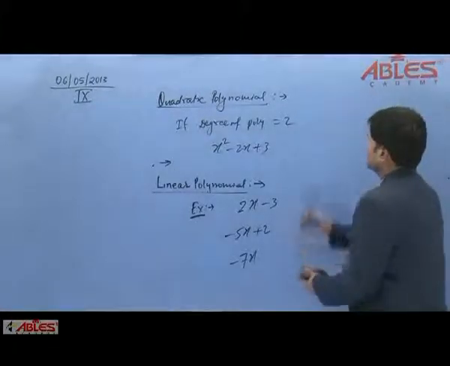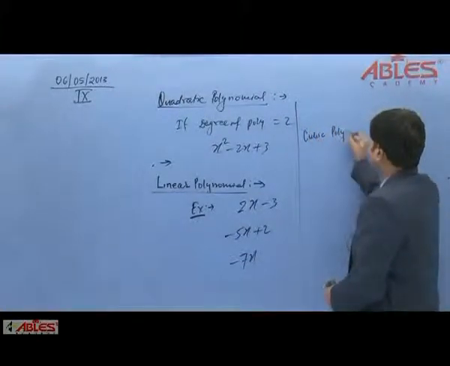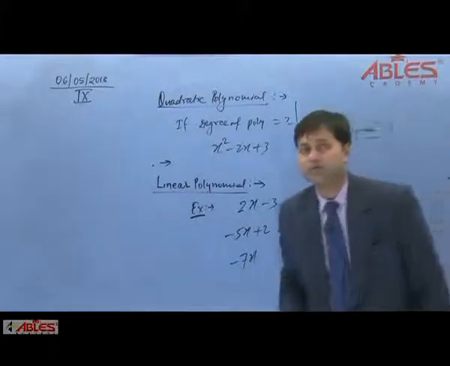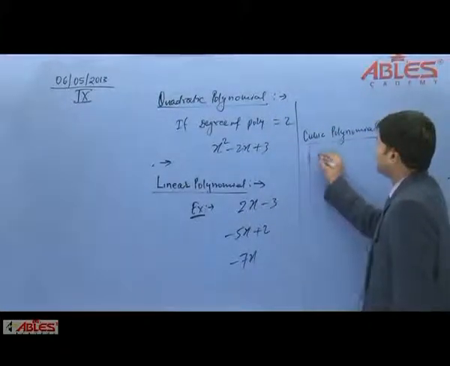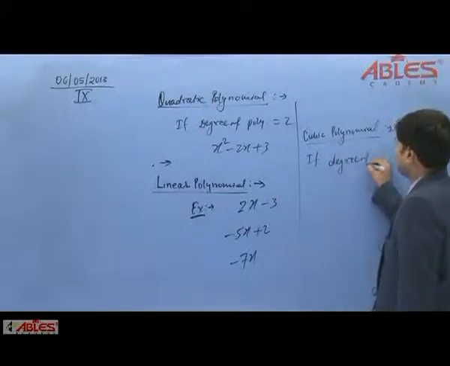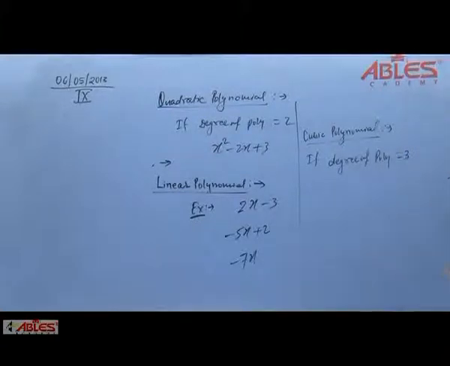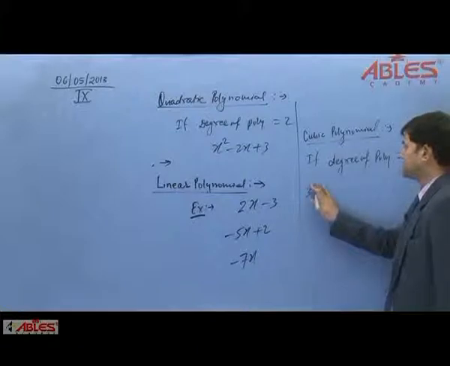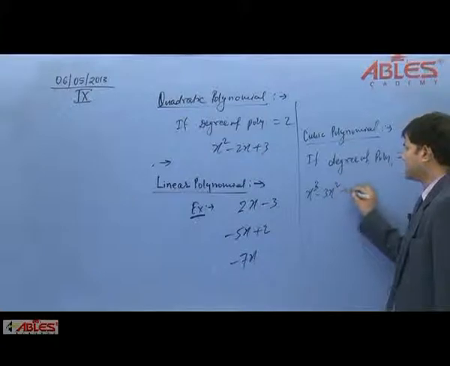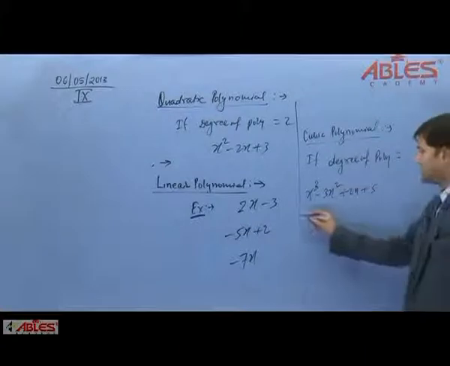Next thing is the cubic polynomial and biquadratic polynomial. Okay students, so what is a cubic polynomial? If the degree of the polynomial equals 3, then we call that a cubic polynomial. For example, x cube minus 3x square plus 2x plus 5. In this polynomial the degree is 3, so this is a cubic polynomial.